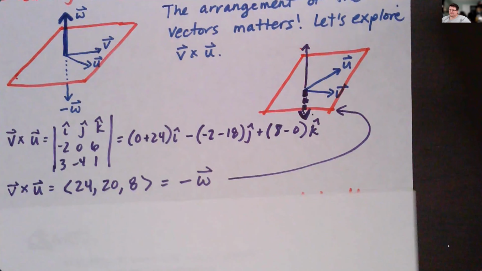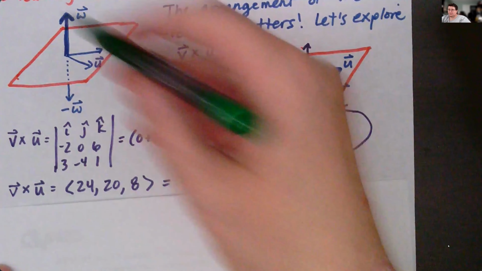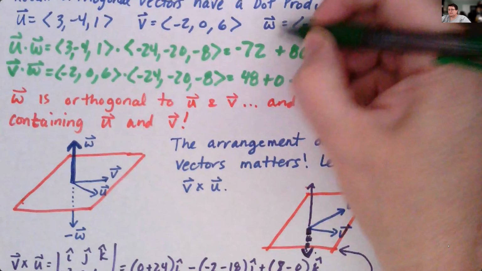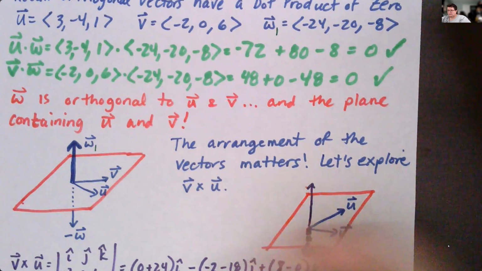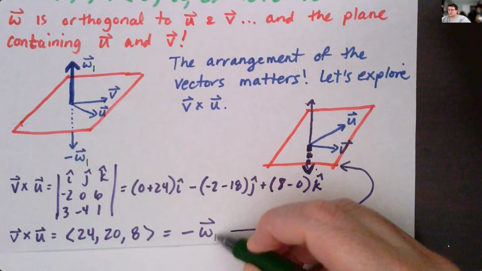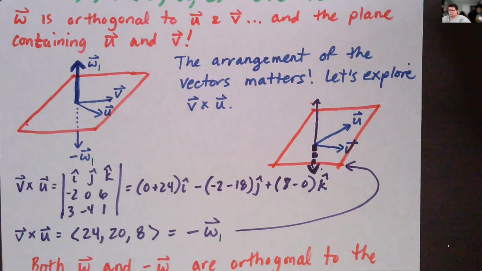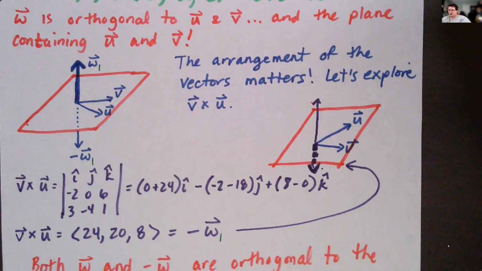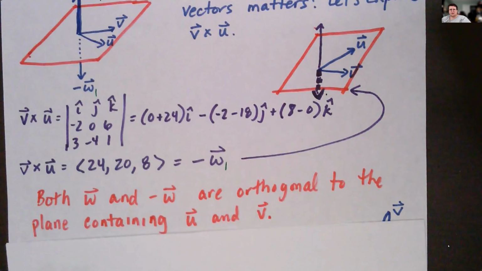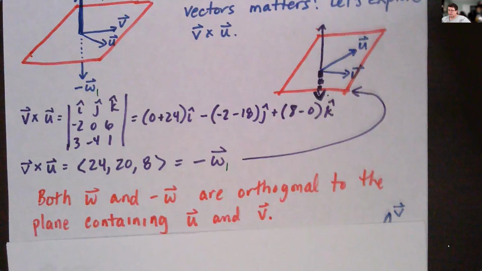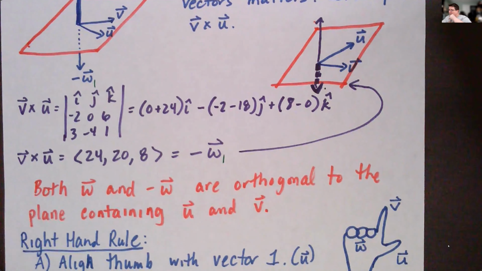Okay. So it's effectively negative W of the first one. If I call this W1 up here, this is negative W1. So both W and negative W are orthogonal to the plane containing U and V, but they point in different directions. One goes out of the plane in one direction, one goes out of the plane in the other direction. Orientation or arrangement matters. A way you can remember it is the right-hand rule.